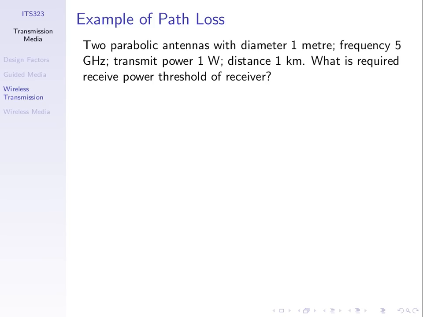We want to know what is the required receive power threshold or the receiver sensitivity. What's the minimum receive power that the device should have? And the assumption that you'll need to know in this case, let's assume the effective area of a dish antenna is 0.5 times the area of the circle. So if we know the diameter, we know the radius, we can find the area of the circle, and then say the effective area is half of that. It's not written here, but let's assume it. Find the receive power, PR.